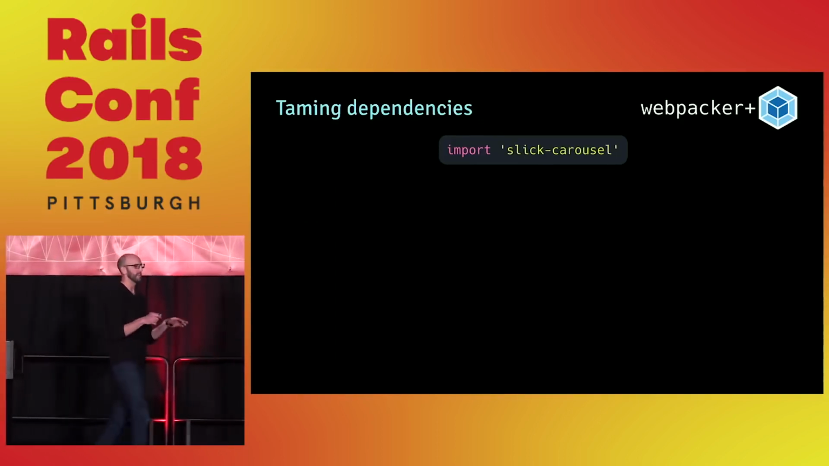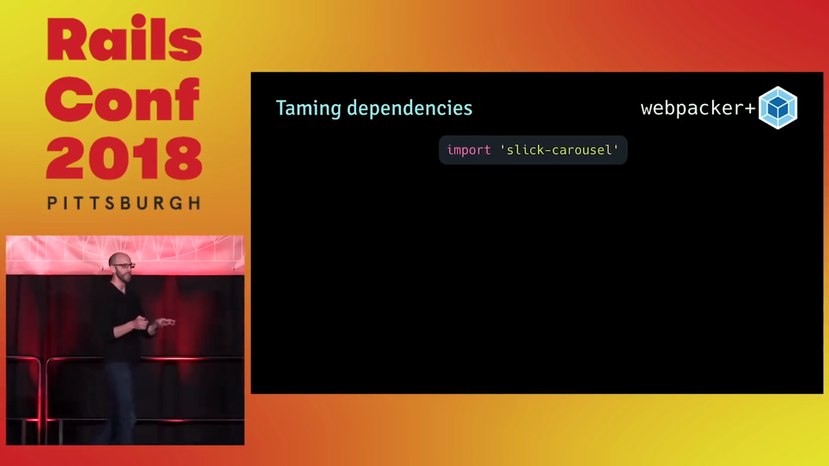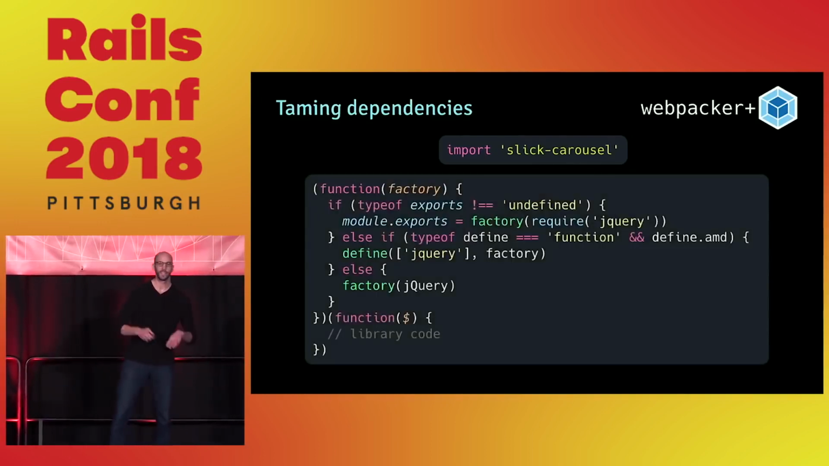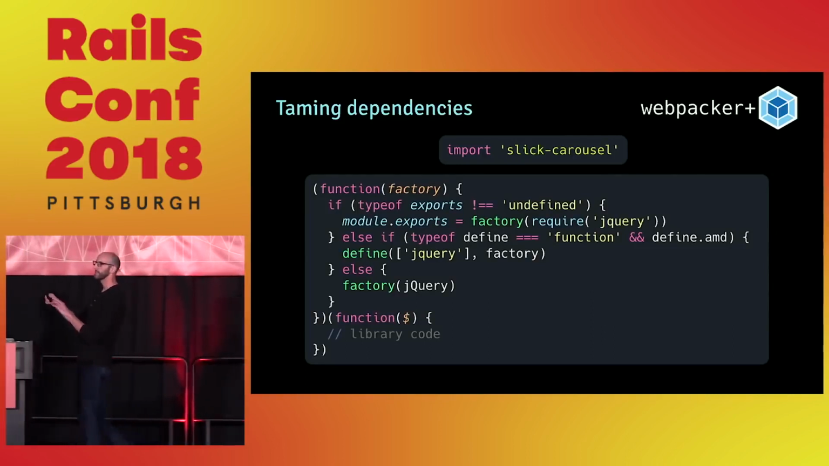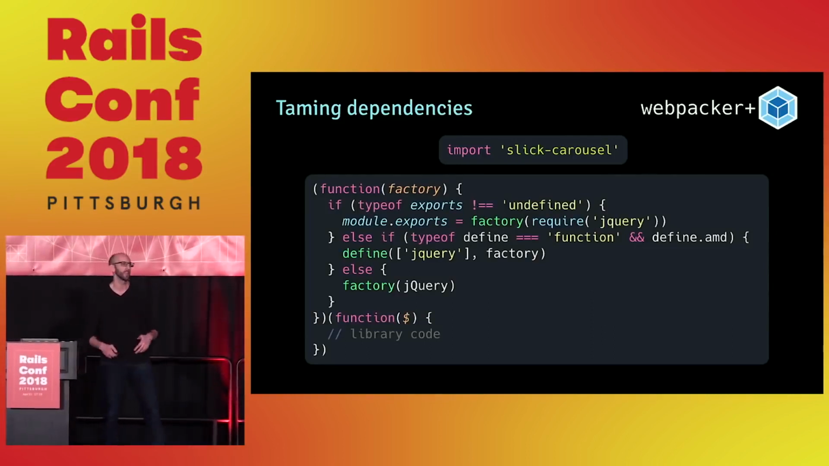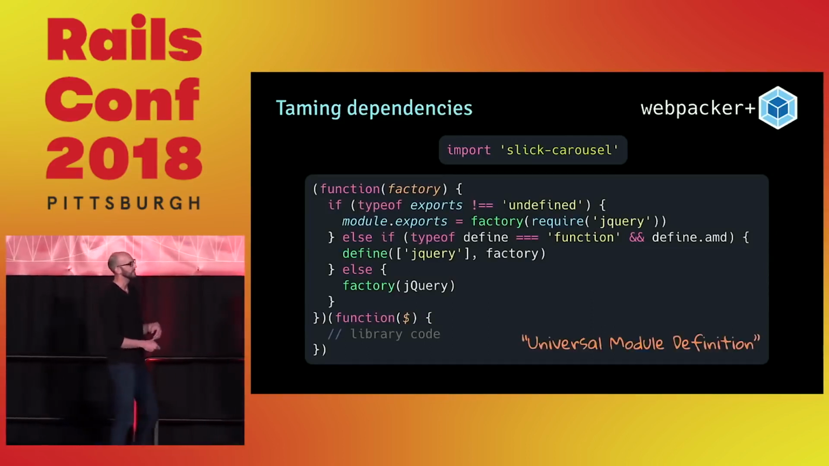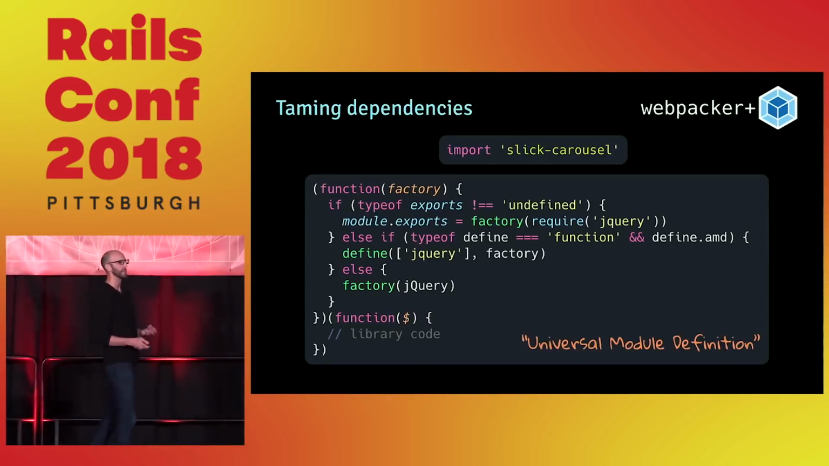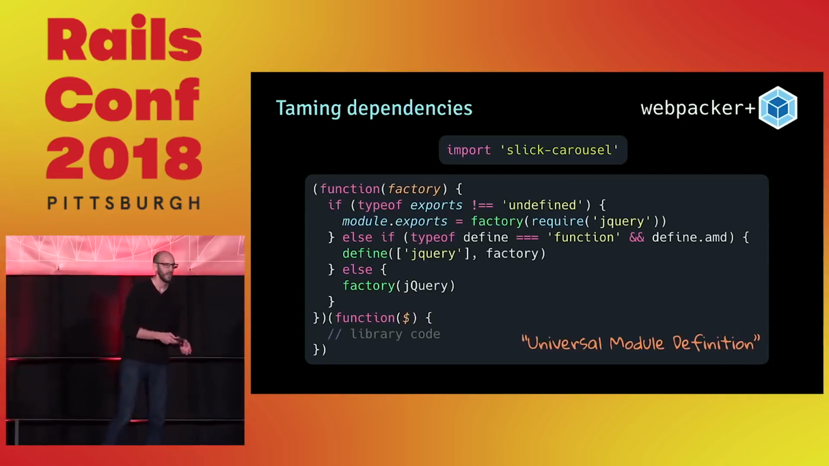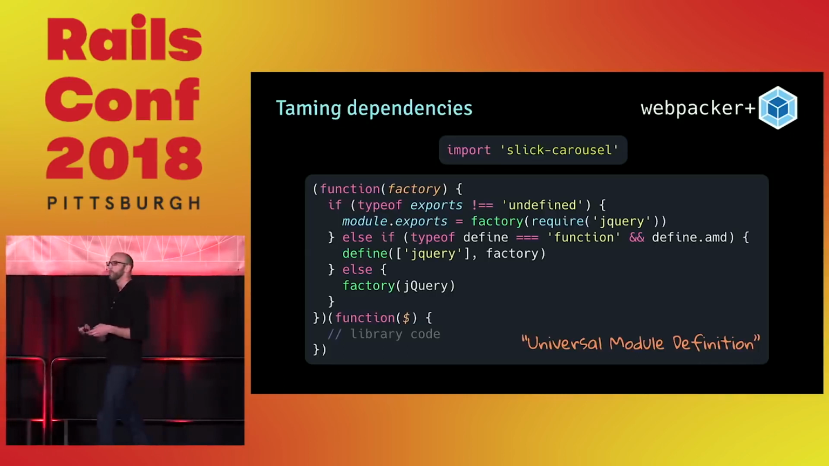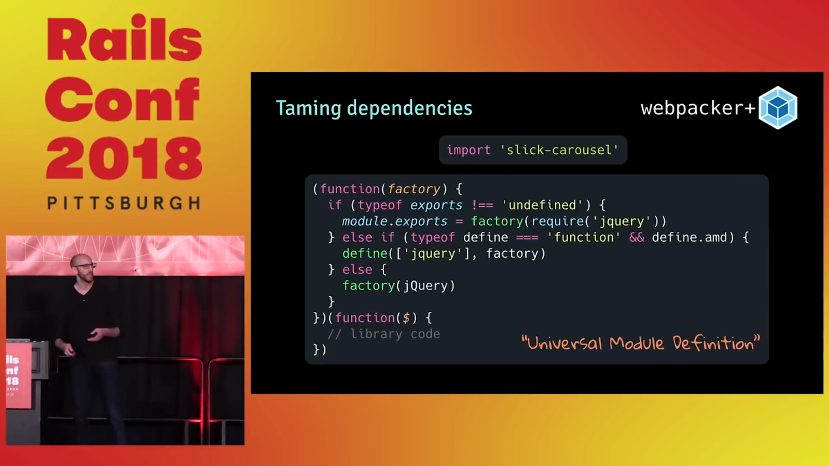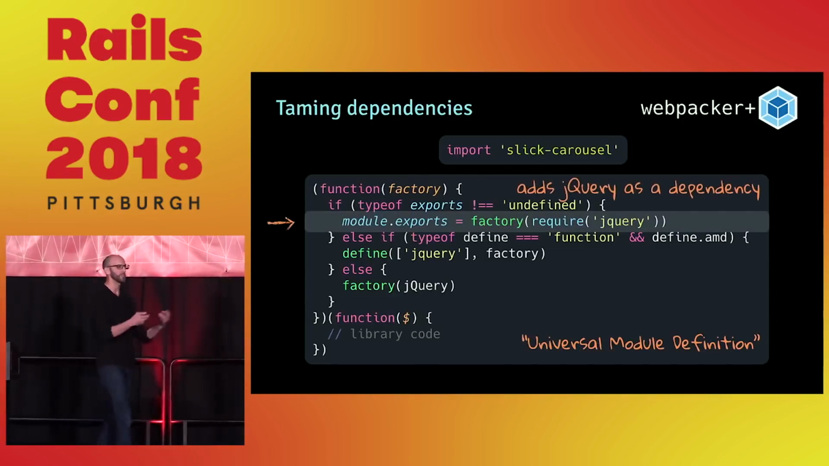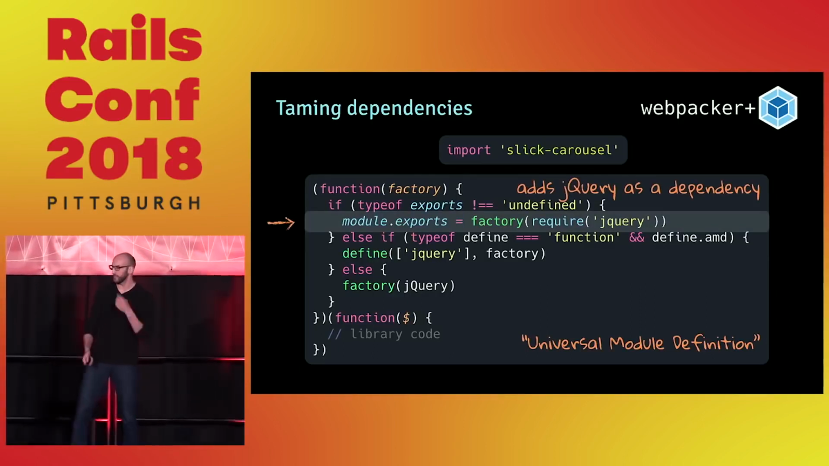Slick Carousel is very different. It uses a more, I would say, modern pattern. It doesn't assume by default that jQuery is in the global scope. It has a snippet of code at the top of its library definition that looks like this. This is typically called the universal module definition. It actually tests for the presence of some common module loaders like CommonJS and AMD. And it turns out that Webpack understands these snippets here.